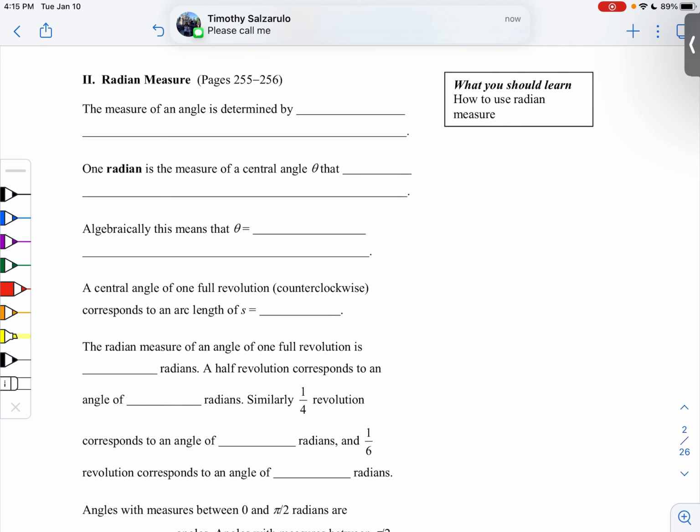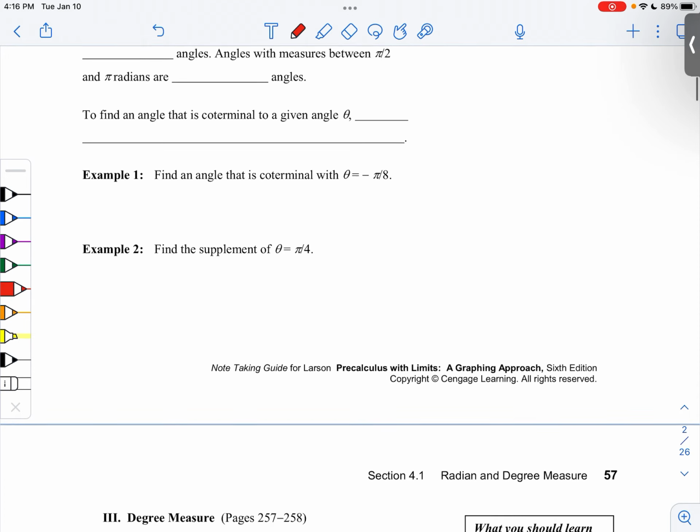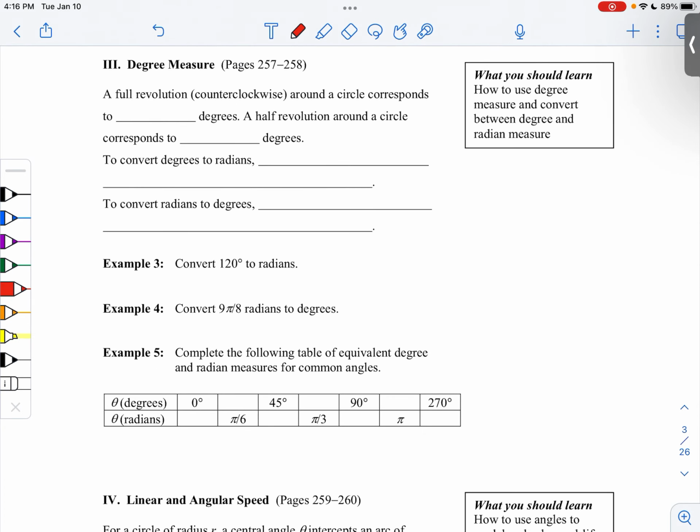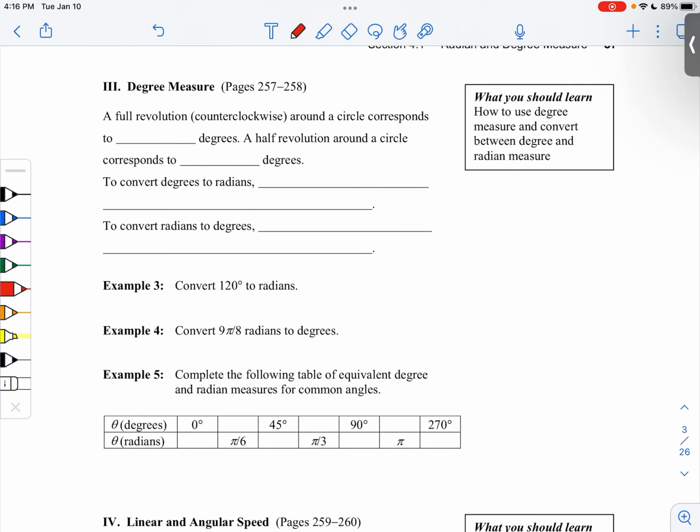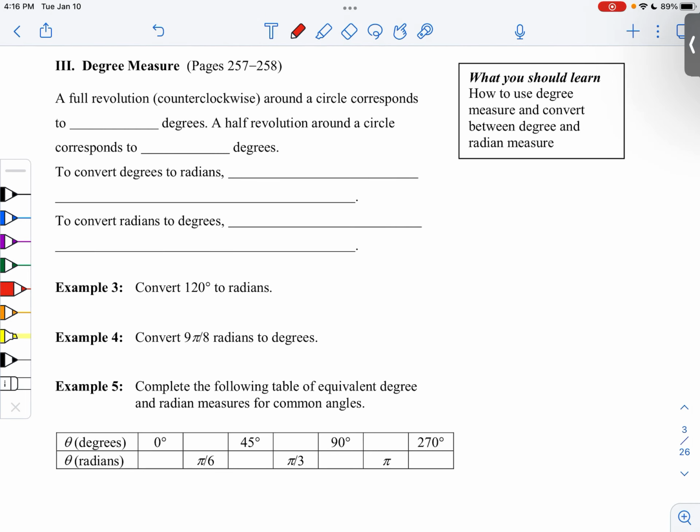When you're ready, go ahead and start on section number 2. It says radian measure. Actually, before we do radian measure, I want to do section 3, which is degree measure, which we're more familiar with, and then we'll come back to radian measure. Remember, a full circle is 360 degrees. So a full revolution around a circle corresponds to 360 degrees. A half revolution, so half of it, is 180 degrees. We talk about that a lot just in life and sports and flips and spins and things.